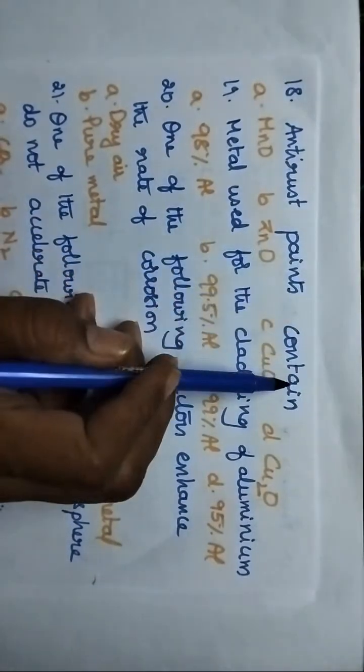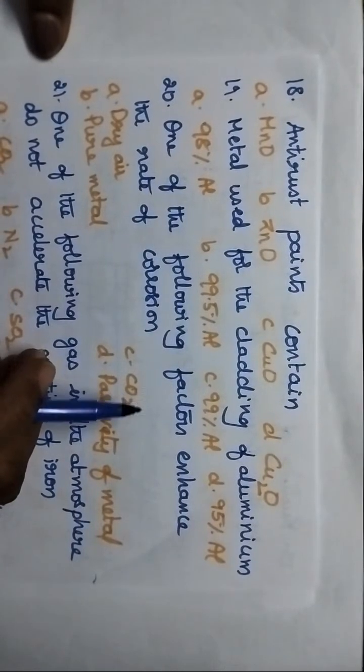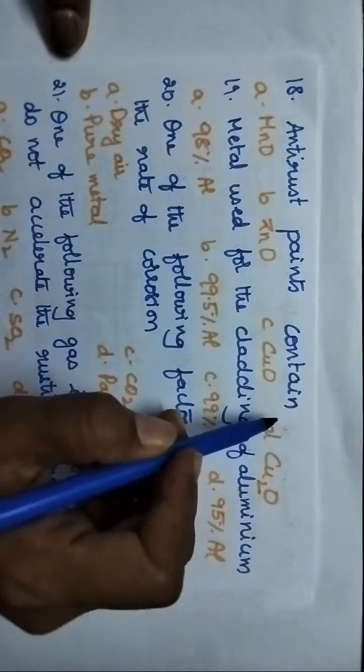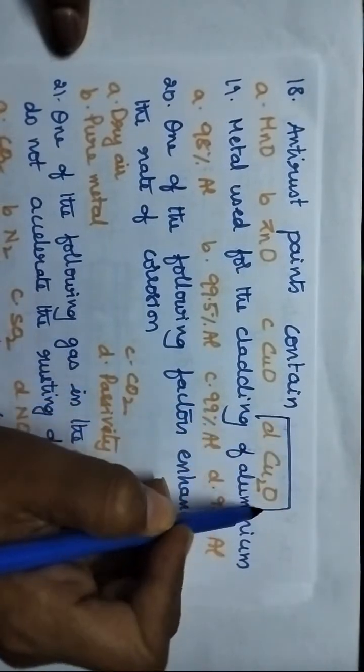Anti-rust paints contain, in order to protect any metal from corrosion, anti-rust paints will be applied. So those anti-rust paints contain, you can guess without any logic, you can guess. No, no Charan Sai. Okay, option D is the right answer. They consist of cuprous oxide. So option D is the right answer.